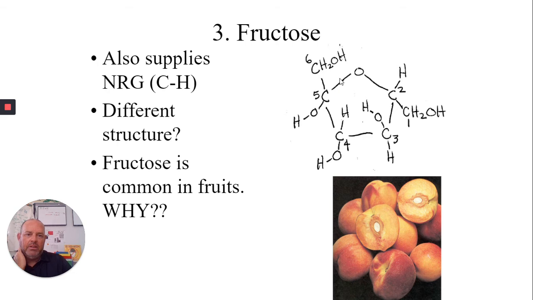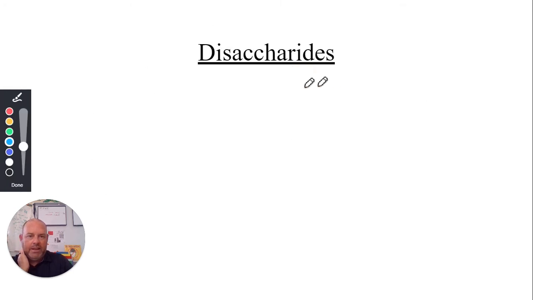Disaccharides now, 2 sugars. Okay, so 2 monos joined together. They will always appear with 2 rings, and it's used to transport sugars. Now you can join sugars together and ship them around your body, or a plant does the same thing.